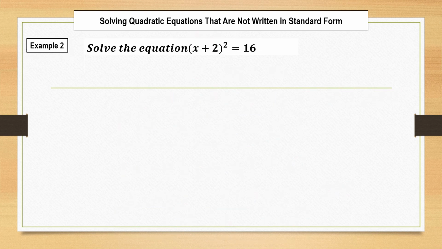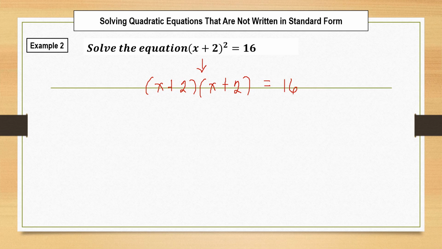Another example. Solve the equation quantity x plus 2 raised to the second power is equal to 16. So what we're going to do to transform the equation in standard form is to expand the left side of the equation. This is the same as x plus 2 times x plus 2 is equal to 16.